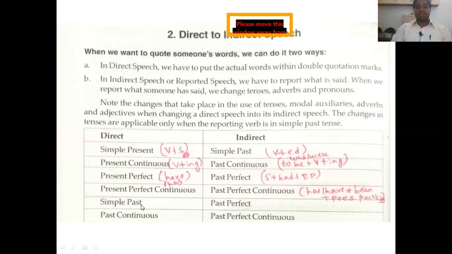Next, in direct speech we can use simple past. In indirect, we can use past perfect. And finally, past continuous is used in direct, and in indirect, past perfect continuous is used. So these are the important tenses that change from direct to indirect.